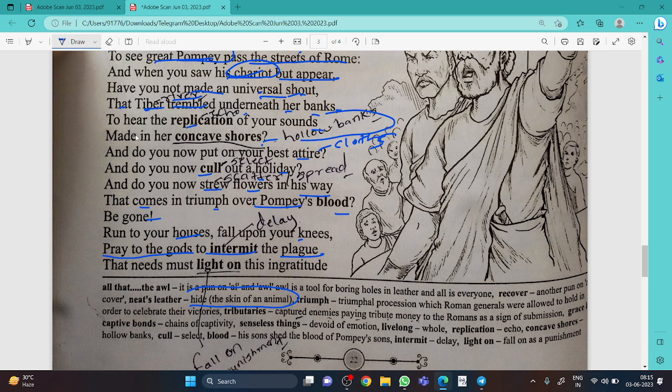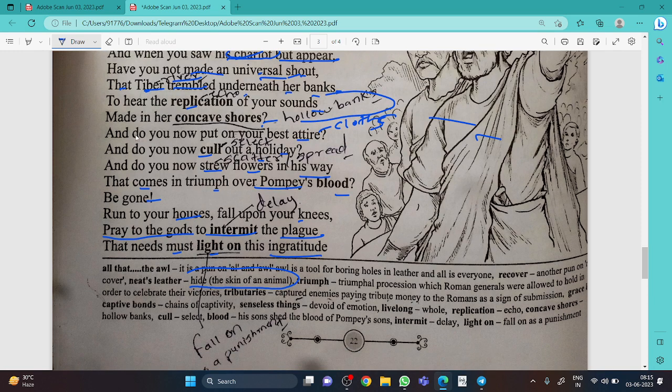The victorious event of Julius Caesar was a kind of plague for Marullus and Flavius. How bad they are. If you ask me, I would surely say that Julius Caesar was indeed a very good, good-natured and powerful person who is worth celebrating. He should be celebrated. But what happens? That needs must light on his ingratitude. Light on means falls on, as a punishment, on this ingratitude.